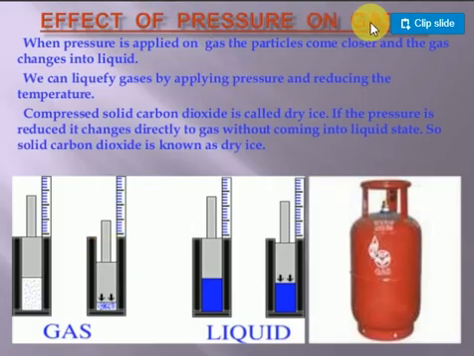Next is the effect of pressure on gases. When pressure is applied on gas particles, they come close together and the gas changes to liquid state. Suppose I take a gas molecule at a fixed temperature. When I apply high pressure and low temperature, the gas becomes liquid. That's nothing but LPG, liquefied petroleum gas. When I apply high pressure, LPG becomes liquid. Clear? Remember, to convert gas into liquid, you need low temperature and high pressure. If the temperature is higher, the gas never becomes liquid.